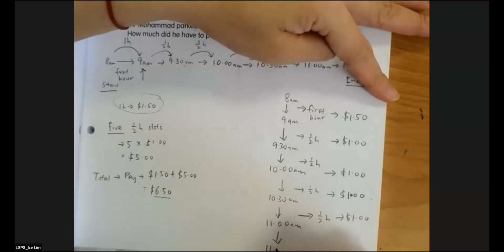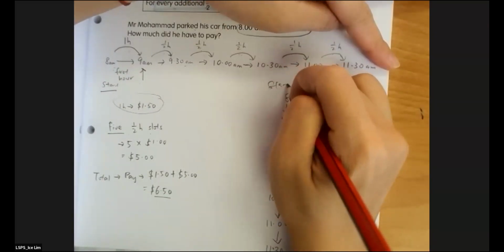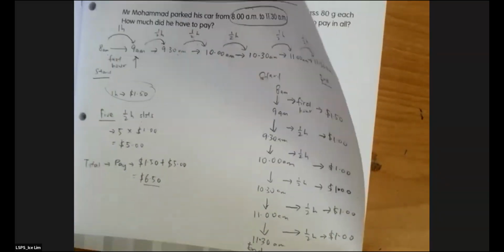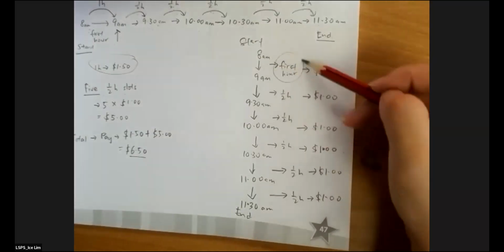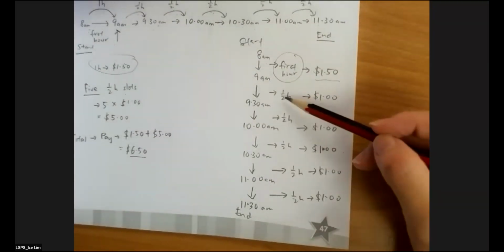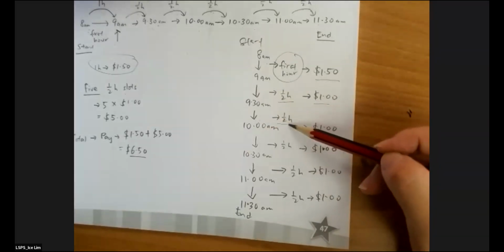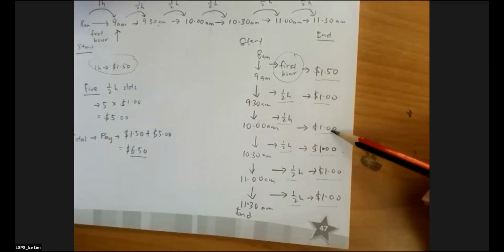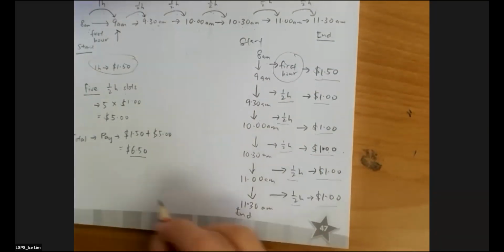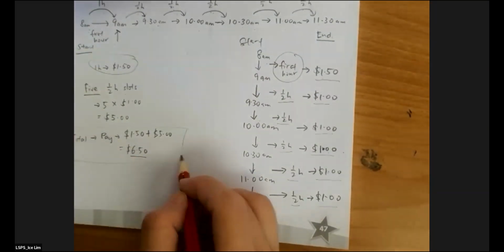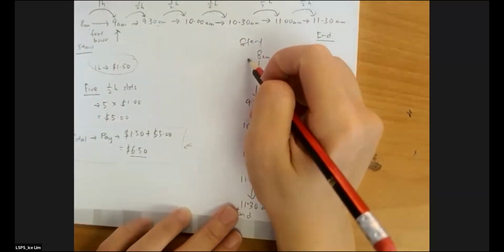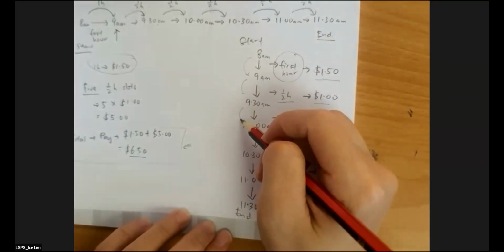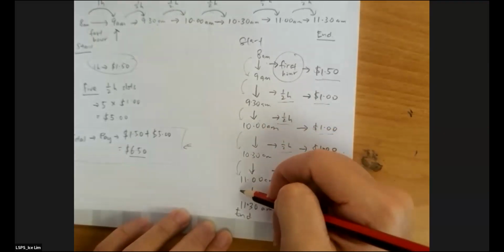Then for 11 to 11:30 a.m., this is another half hour. This is another $1. Now this is start and this is end. Can you see? So 8 to 9 first hour, $1.50. After that, half an hour, $1, half an hour, $1, half an hour, $1, half an hour, $1, half an hour, $1. 1, 2, 3, 4, 5. $5, total $6.50. The same method. Okay, so I can double check again. 8 to 9, 9 to 9:30, 9:30 to 10, 10 to 10:30, 10:30 to 11, 11 to 11:30.